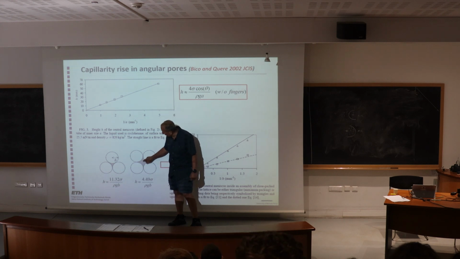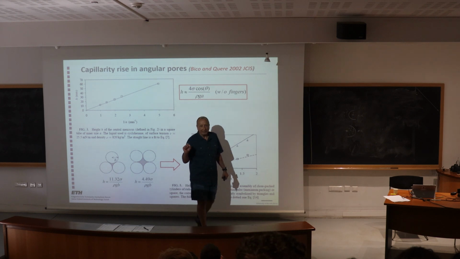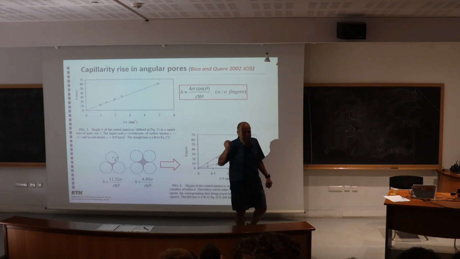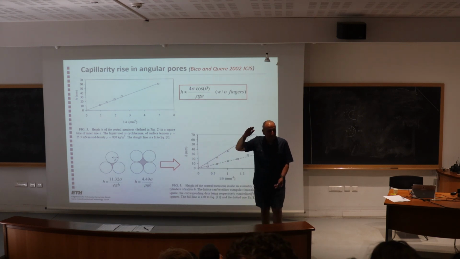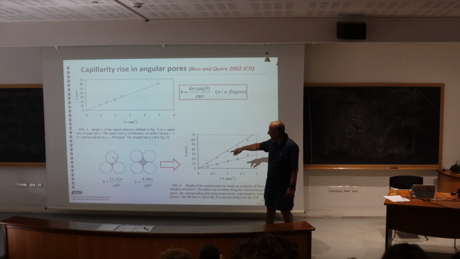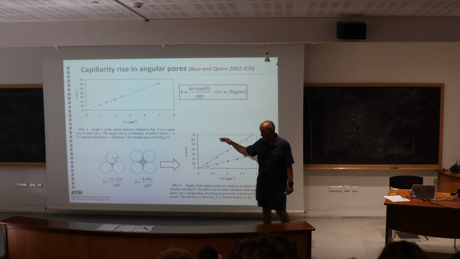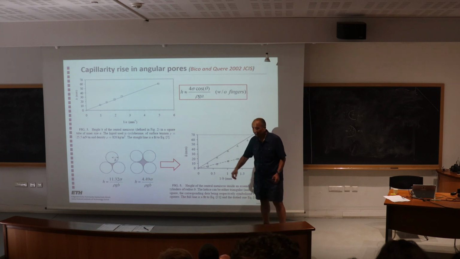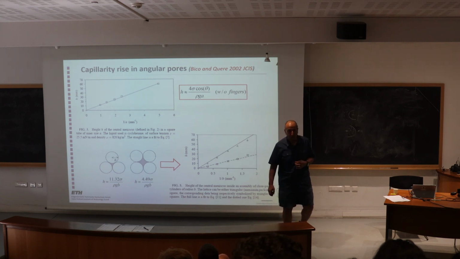I think it's about 0.85 b. If you do the calculation, 0.85 b squared times h, and you balance it by the perimeter times sigma cosine the contact angle, you'll get this formula here, 4.5 sigma over rho gb.